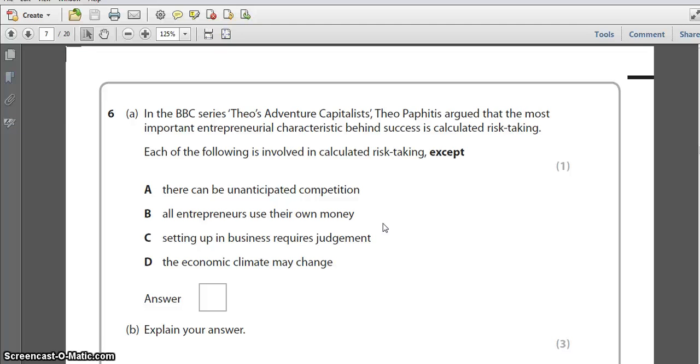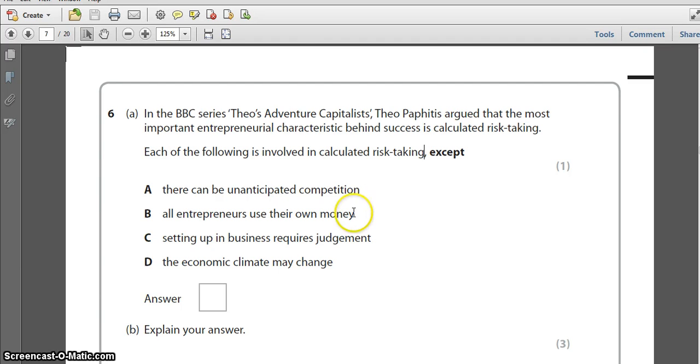So for example, some entrepreneurs may fund their business through venture capitalists or bank loans or debentures. So not all entrepreneurs will use their own money. Therefore B is the correct answer because it's the only one that's not true and not related to calculated risk taking.